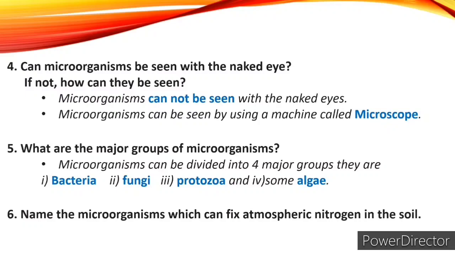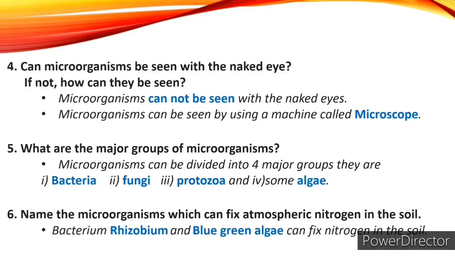Next, name the microorganisms which can fix atmospheric nitrogen in the soil. Here we can find 2 names: rhizobium, which is a bacterium found in legume plants, and another one is blue-green algae. They can fix atmospheric nitrogen directly from the air to the soil to increase the fertility of the soil.